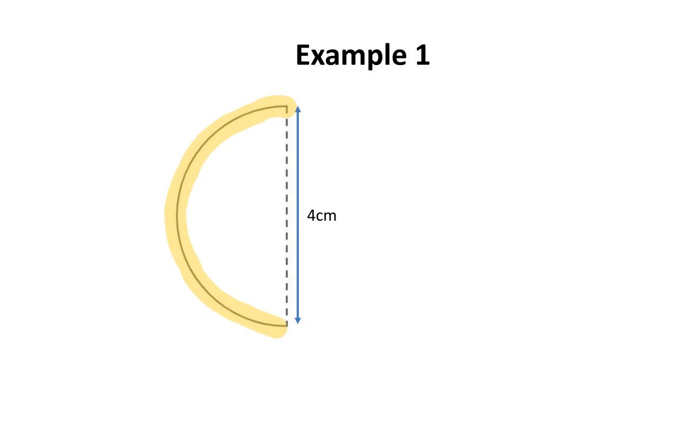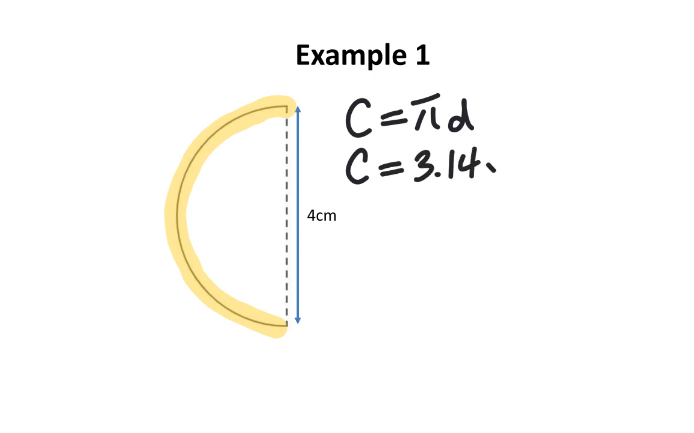I'm going to be using the equation c equals pi d since the diameter is given to us. It is 4 centimeters. Next, I'm going to replace some of my variables with my known values. I don't know what c is. I know that pi is 3.14, and I know that d is 4 centimeters. When I simplify this, I'm going to get around 12.6 centimeters, and that would be the circumference of this circle.